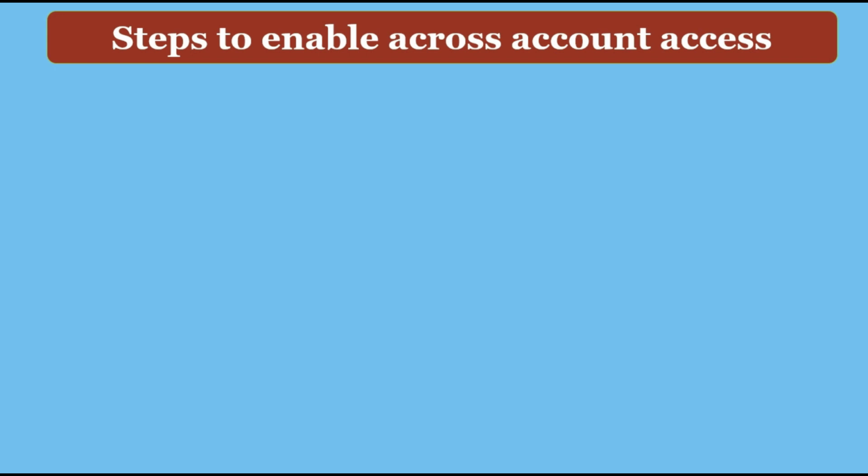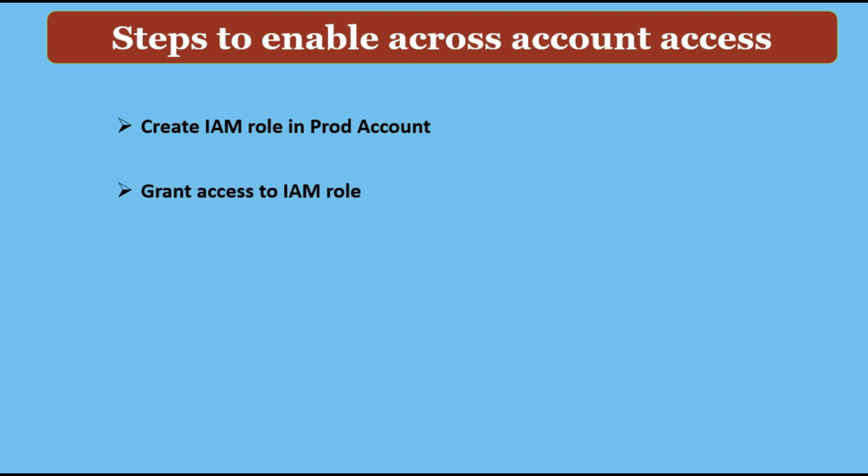Now, let us see various steps required to enable this cross-account access. First, we have to create an IAM role in the production account where the resources need to be accessed. Second, we have to grant access to the IAM users in the developer account to assume this IAM role in the production account. And third, the IAM users in the developer account should assume this IAM role in the production account so that they can get the temporary credentials to assume that role and then access the resources in the production account.